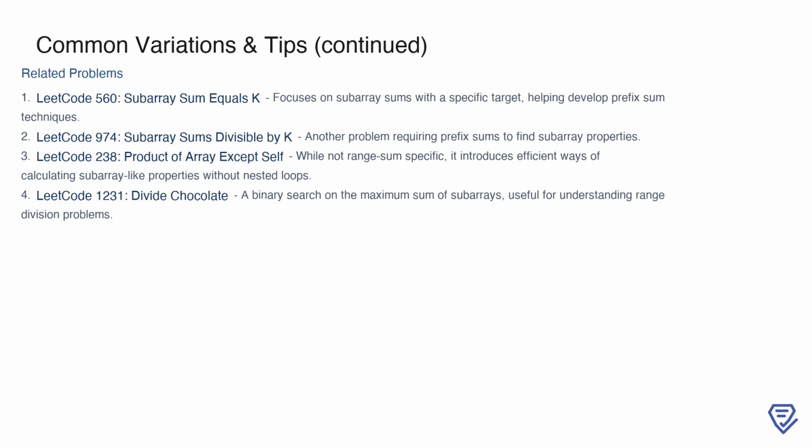Lastly, LeetCode 1231, Divide Chocolate, involves binary search on the maximum sum of subarrays. This is particularly helpful for understanding how to divide arrays into ranges while optimizing a specific criterion. These problems are great practice to enhance your understanding of range-based techniques and optimizations.